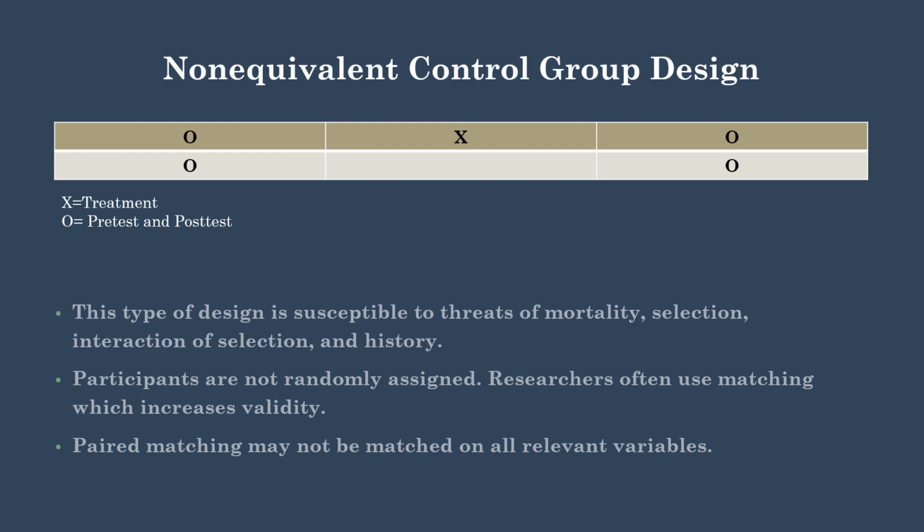Non-equivalent control group design. This type of design is susceptible to threats of mortality, selection, interaction of selection, and history. Participants are not randomly assigned. Researchers often use matching, which increases validity. Paired matching may not be matched on all relevant variables.